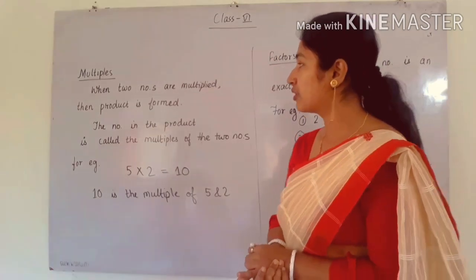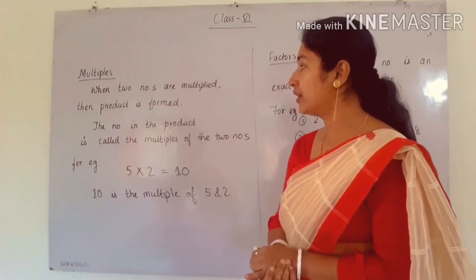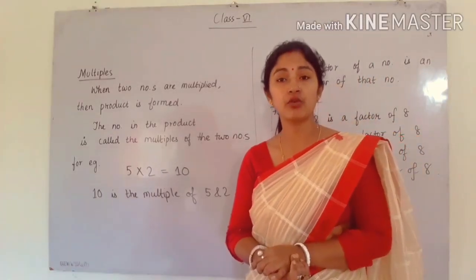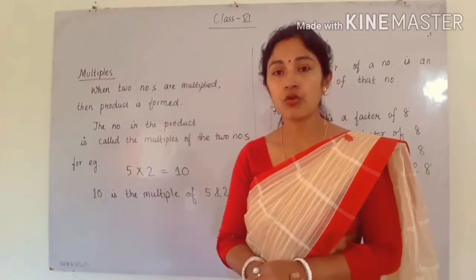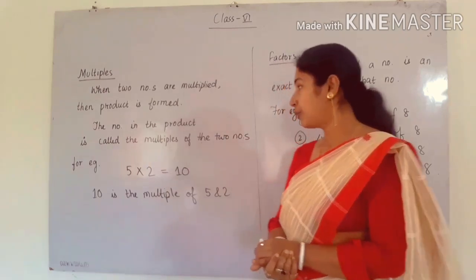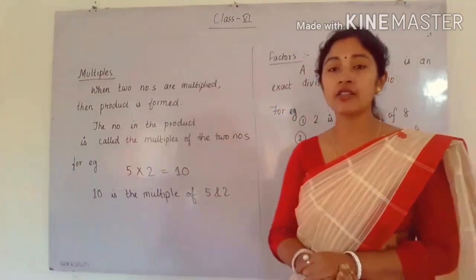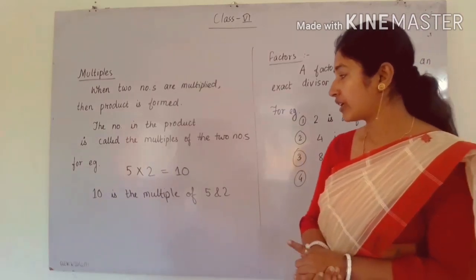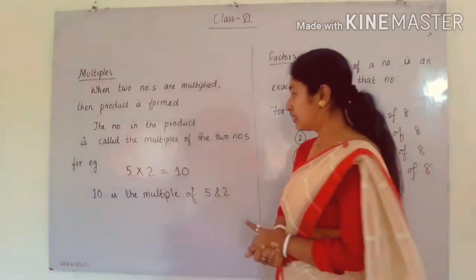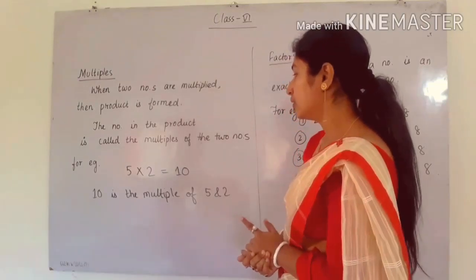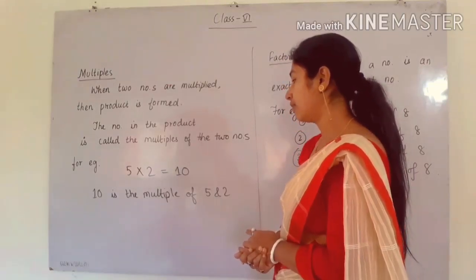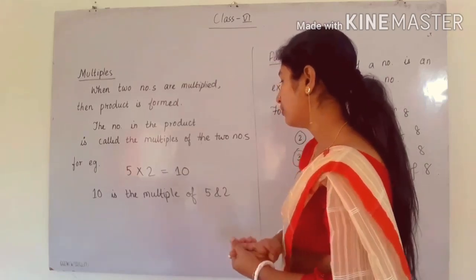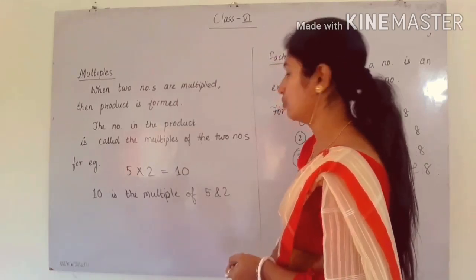See the definition. When two numbers are multiplied, then a product is formed. All of you know that when we multiply two numbers, the answer is called the product, and the product is called the multiple of the two numbers. For example, I have taken two numbers and multiplied: 5 into 2 is equal to 10. Here 10 is the multiple of 5 and 2.